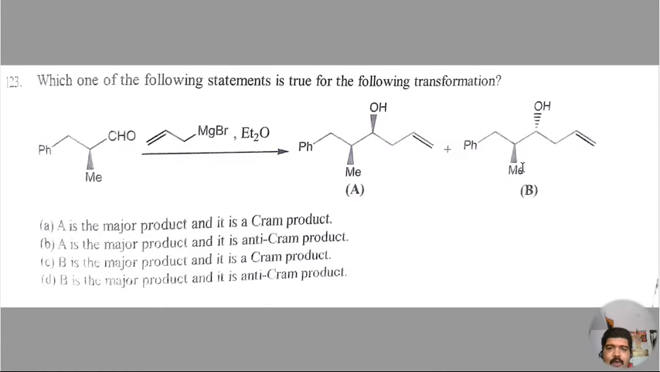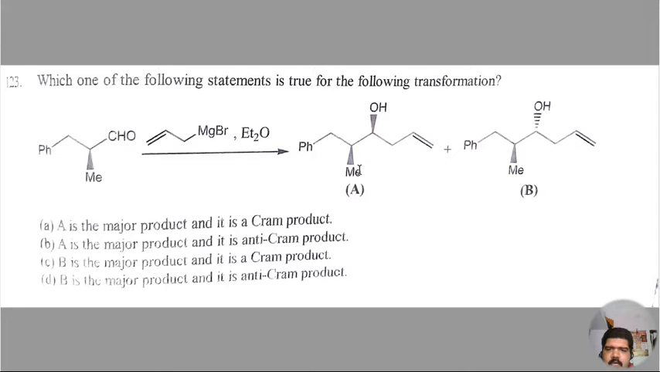Here methyl and OH is opposite, but look at this PhCH2 group lying here, and this allyl group is also on the same plane. It's above. So this is not your product. If you want to have the methyl and OH on the opposite side, you need to have this PhCH2 and this allyl group on the opposite side as well. So B is not your product, so A will be the product.